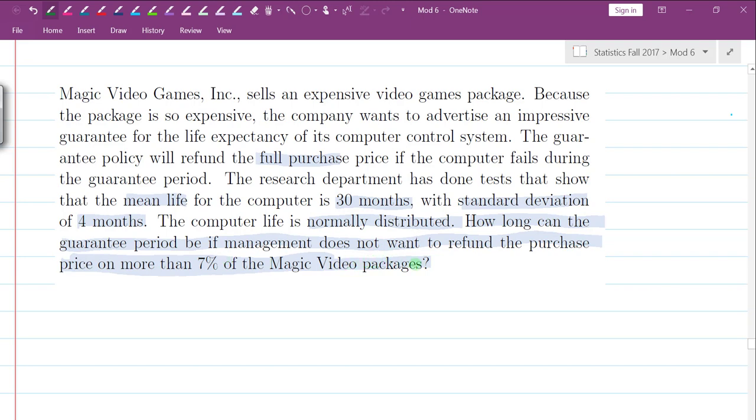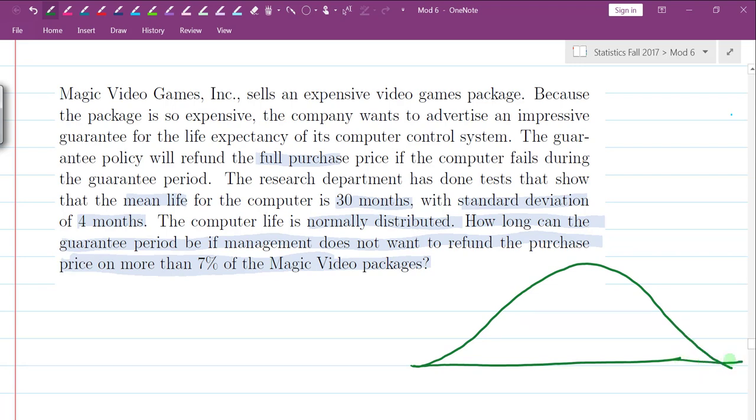So here we go. We have our standard normal curve, because it said we are normally distributed. Where did we have that? Right there. Normally distributed. Okay, so we know we're on the standard normal. In the very center, we're going to put the mean, which is 30 months. So that tells us that mu is equal to 30. Our standard deviation is 4 months, so sigma is equal to 4 months.